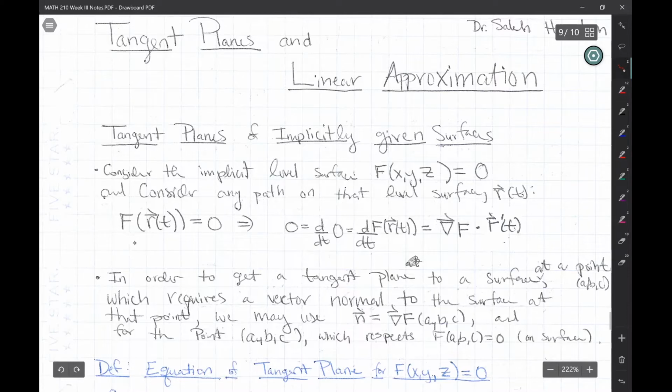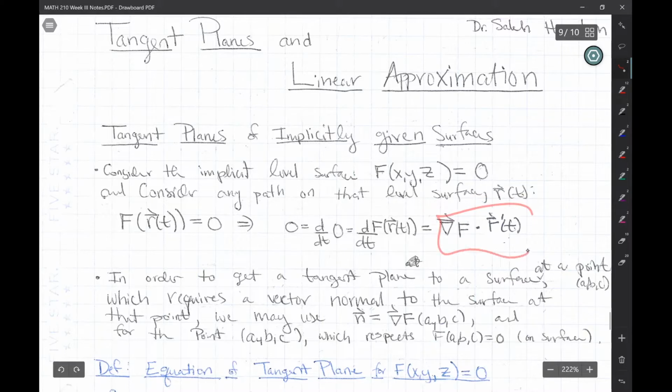Well, we could take a path r of t that is on that level surface. So because it's on that level surface, it respects that relation there. Once you plug the path into the function of three variables, it equals 0. Why? Because of course the path is on the level surface. Now take the derivative. Okay, when you take the derivative by the chain rule, you get this guy here.